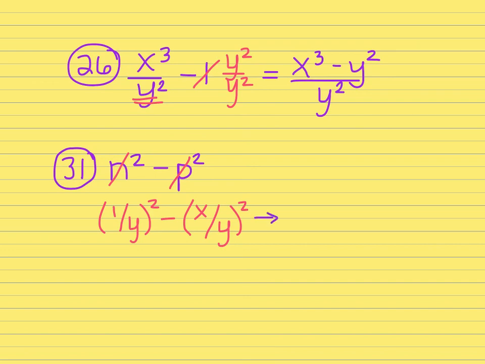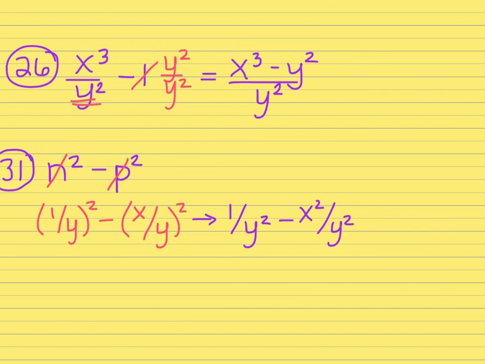So when you square a fraction, really you're just squaring the top and squaring the bottom. So on the left here, 1 squared is 1, and y squared is y squared. On the right, I'm going to end up with an x squared on the top and a y squared on the bottom. And I like this because I have y squareds on the bottom for both. So that's going to leave me with 1 minus x squared on the top over y squared on the bottom. And leave it alone.